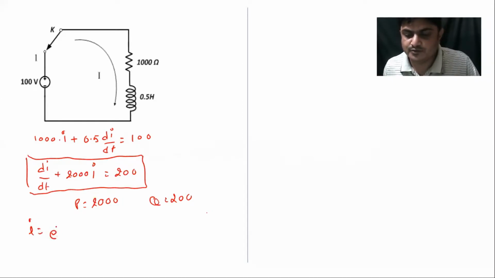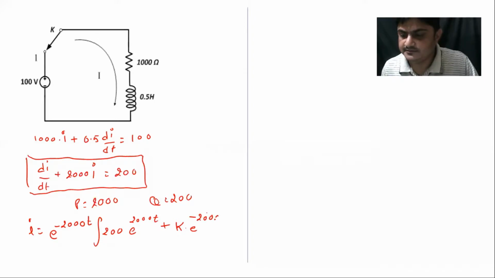I is equal to e raised to minus Pt, integral of e raised to Pt times Q, plus k into e raised to minus Pt. The value of P is right now 2000, and the value of Q is 200. So I equals e raised to minus 2000t, integral of 200 e raised to 2000t, plus k into e raised to minus 2000t. Okay, now let me simplify this equation.